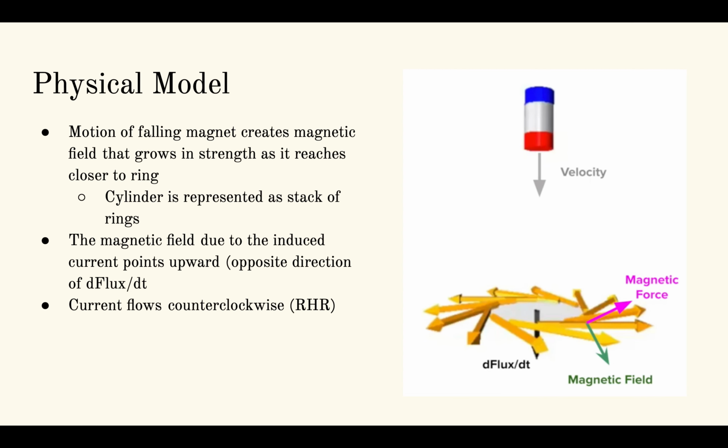So here's the basic physical model of the lab. The motion of the falling magnet creates a magnetic field that grows in strength as it reaches closer to the ring. The cylinder is represented as a stack of rings. The magnetic field, due to the induced current, points upward, opposite the direction of dΦ/dt, and this means by the right-hand rule that the current will flow counterclockwise.